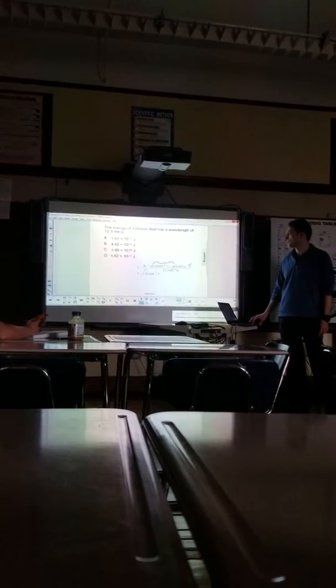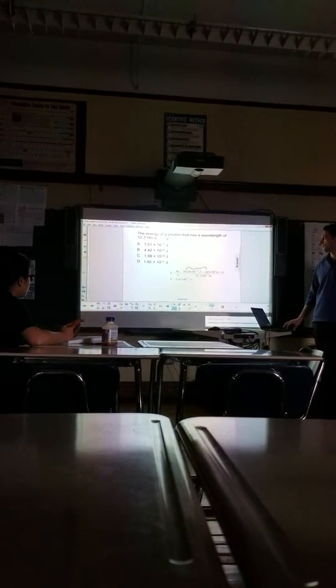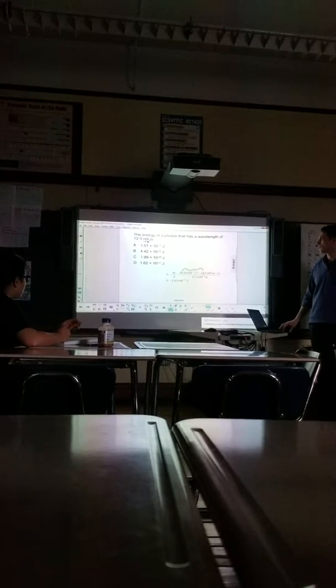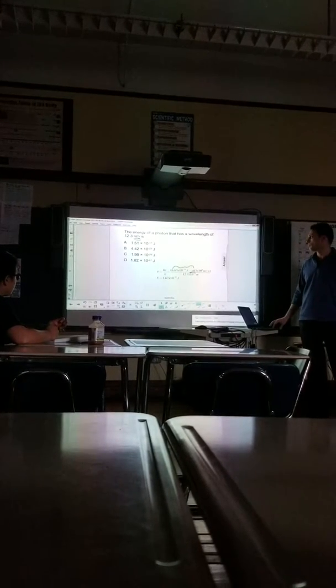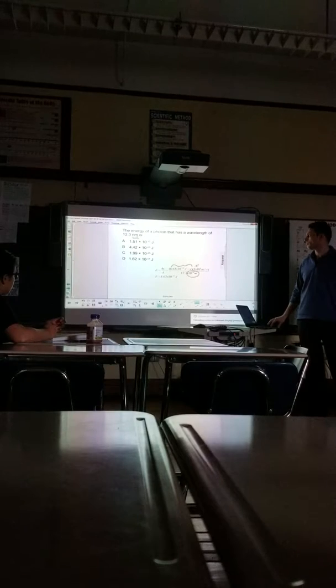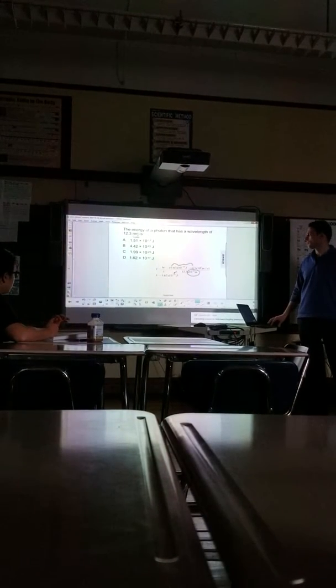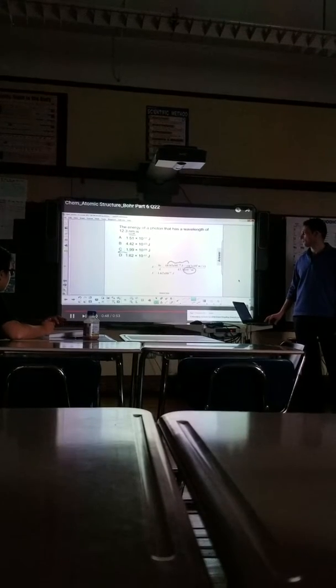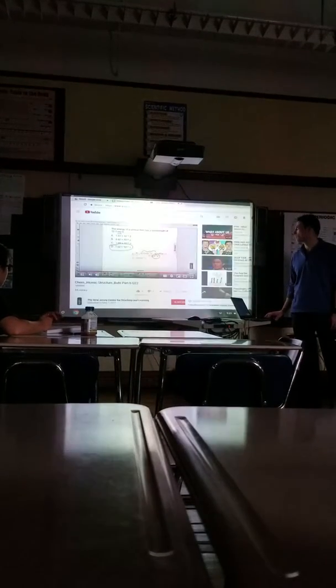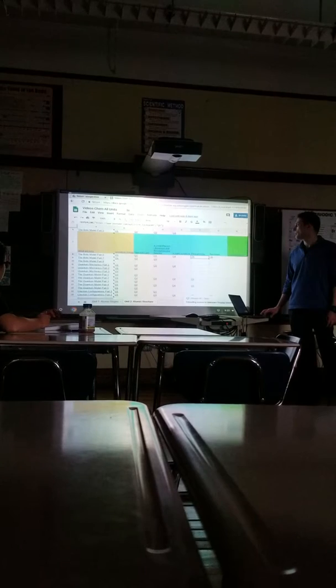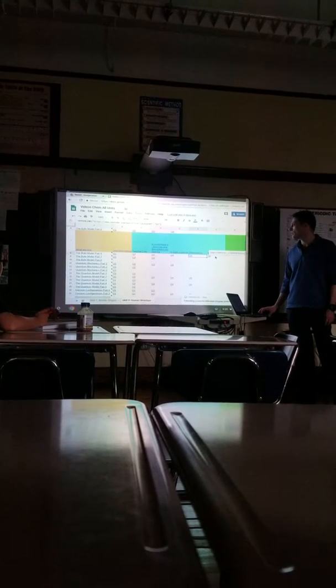Here's the speed of light. Here's our wavelength. Notice how we've shifted from 12.3 nanometers to 12.3 times 10 to the -9 meters, because we always want to work in SI units. We get an answer of 1.62 times 10 to the -17 joules. The answer is D.